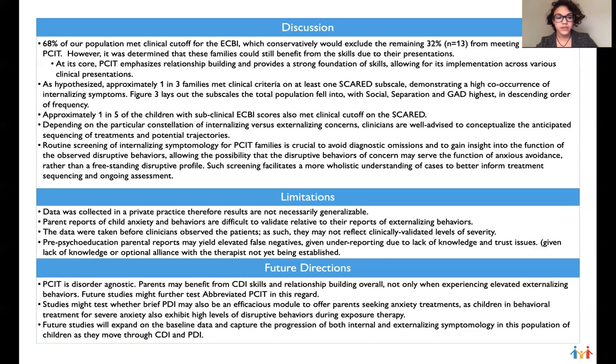And for future directions, you'll really want to expand on the baseline data and capture the progression of the internalizing and externalizing symptomology, and really see, as highlighted by that last parallelogram figure, what does this look like in treatment, and how can clinicians best support these families who are presenting with different, slightly more complicated cases.